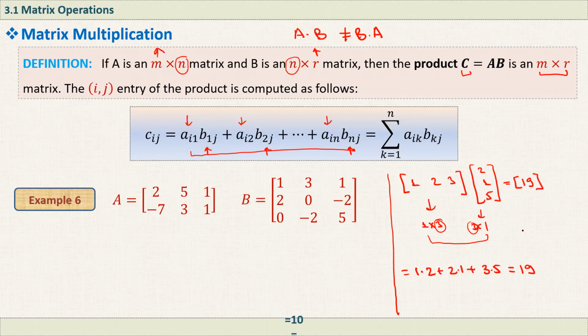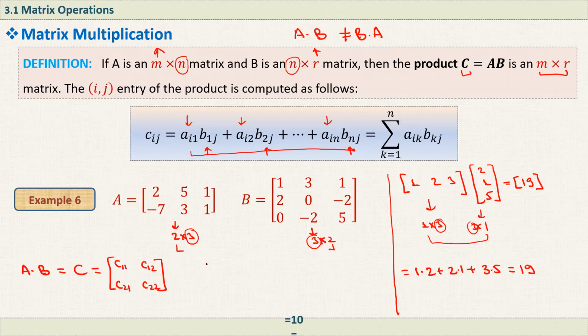Now let's say this matrix is 2 by 3 and this matrix is 3 by 2. The number of columns of the first matrix is equal to the number of rows of the second matrix. That means we can multiply these two matrices. And since we have 2 and 2 on the outside, the resulting matrix will be of size 2 by 2. If you multiply A by B, we will have C, a 2 by 2 matrix with entries C11, C12, C21, C22.